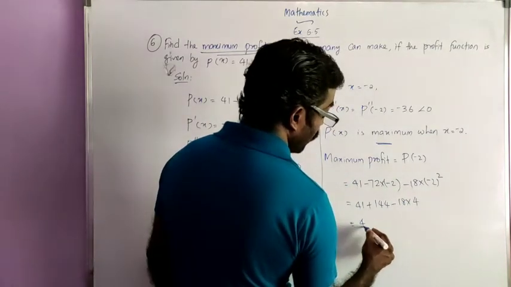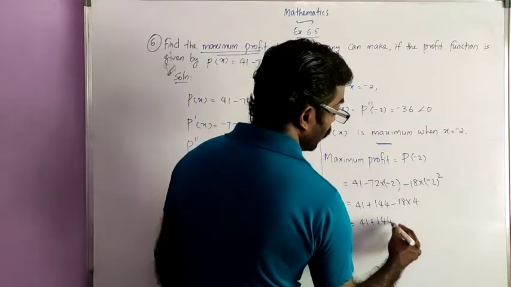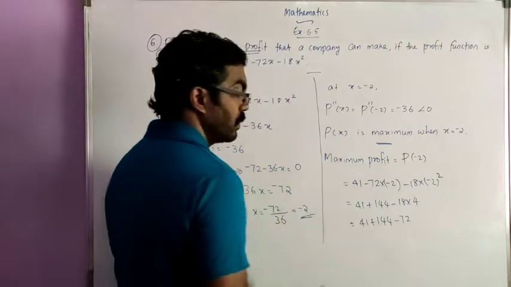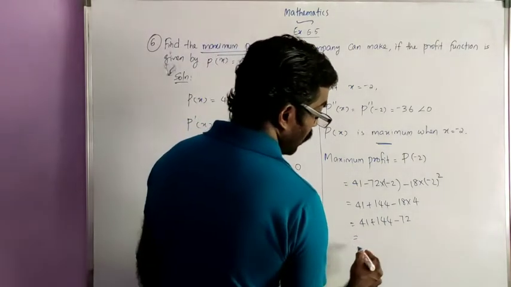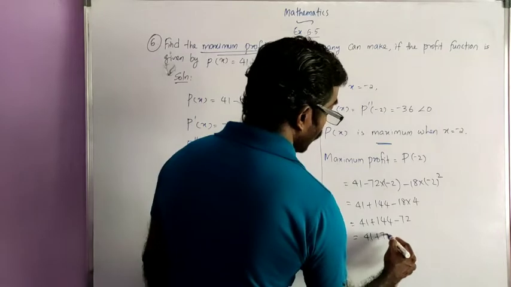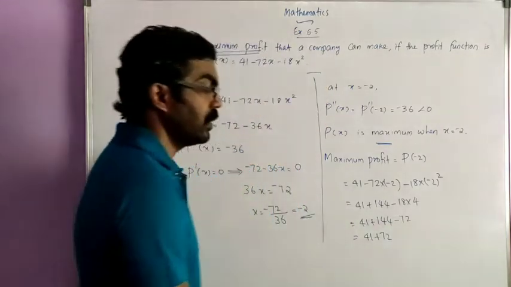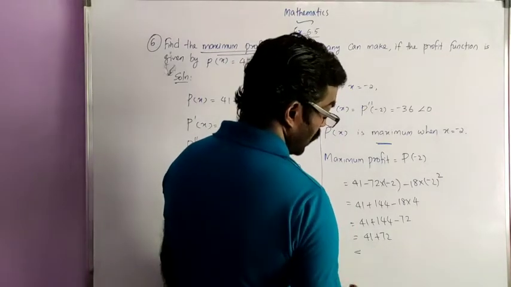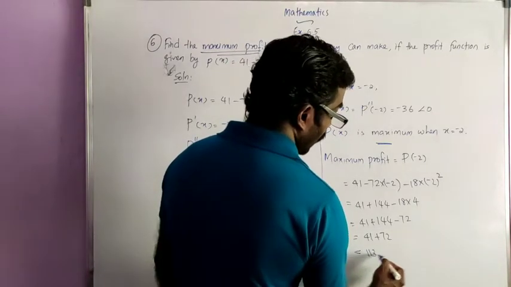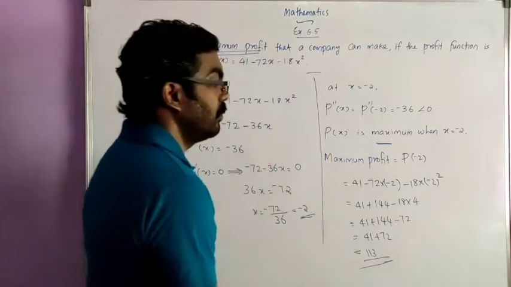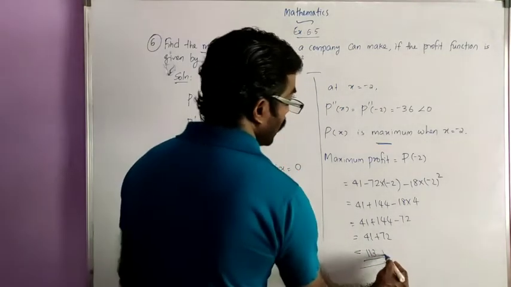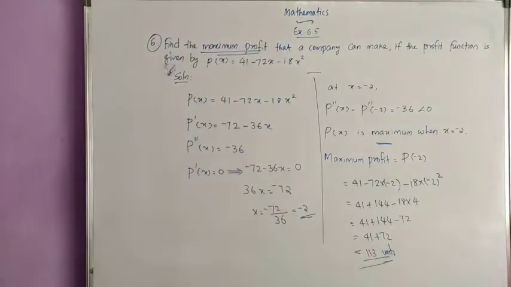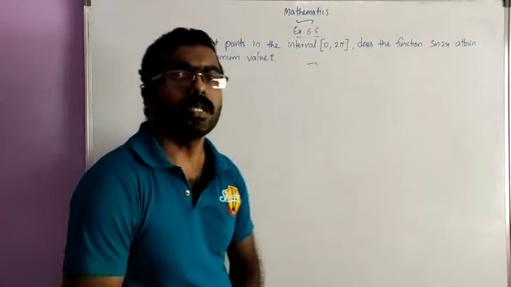Okay. So 41 plus 144, then minus 72, 18 into 4. Which is equal to 41 plus 72. 144 minus 72 is what? 72. Or which is equal to what? 113. So the maximum profit is equal to 113 units. Clear? Now we move on to question number 8.